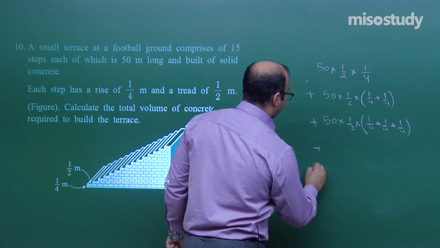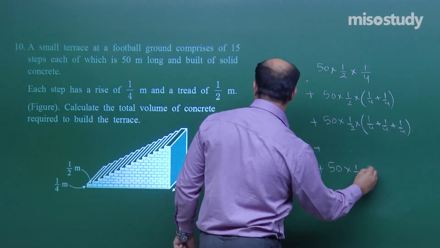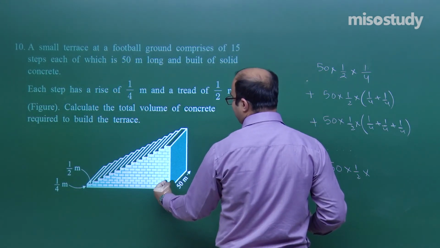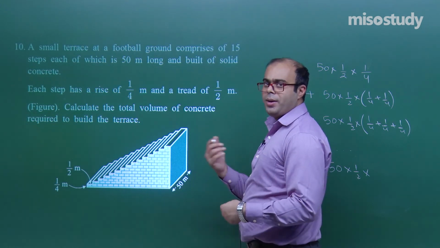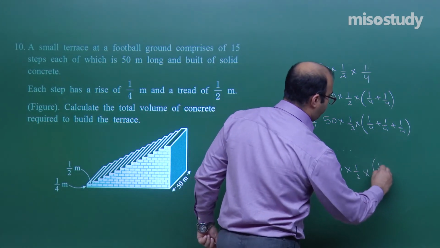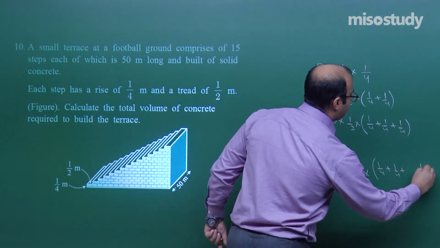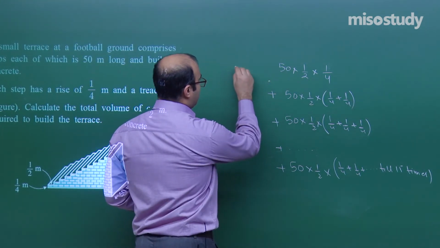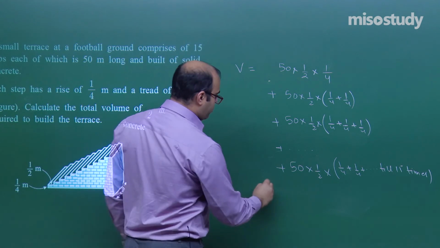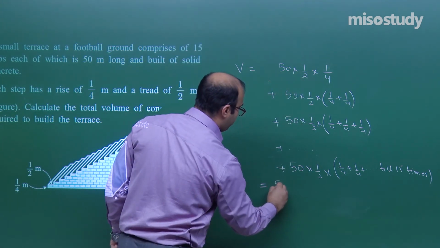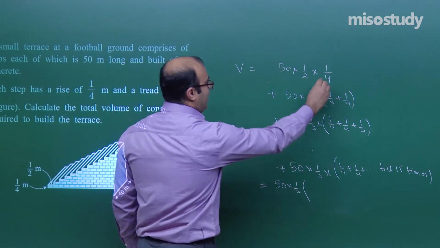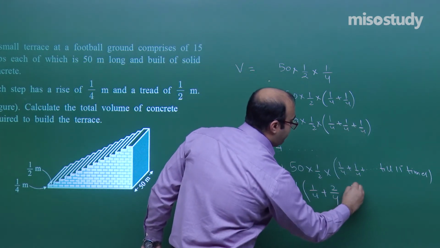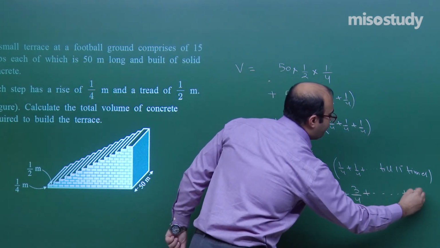We keep on calculating. If we come to the last step, the top step, 50 is its length and tread is half meter, but now the height has become 1 by 4 plus 1 by 4, how many times? 15 times. So 1 by 4 plus 1 by 4, and so on till 15 times, because we have taken 15 steps. So we have to find the volume of this concrete. 50 and half is common, so we take 50 into half common, and here it is 1 by 4. The next term is 2 by 4. After that 3 by 4, and so on, till we get 15 by 4.